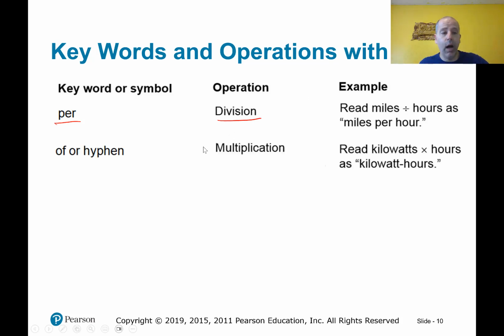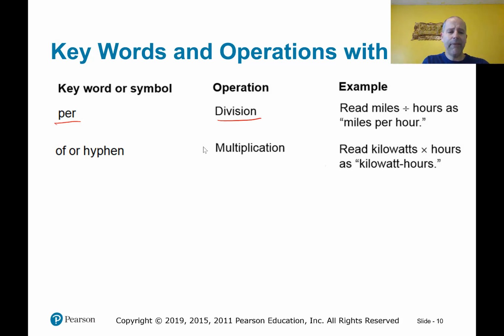Okay, so of is typically used for multiplication. So if you say 30% of $600, right? That of means you're going to multiply those two things together. If I say I want 3/5 of the amount of flour that's needed, right? So the word of is going to indicate multiplication.